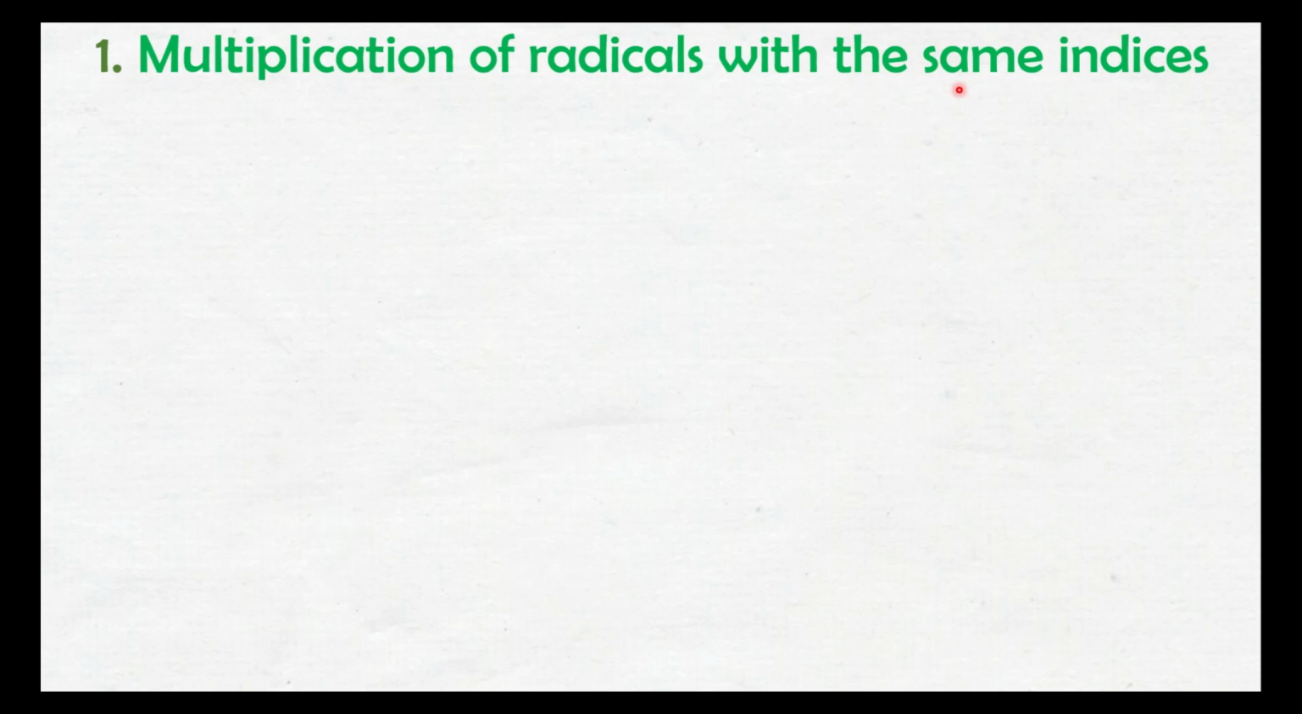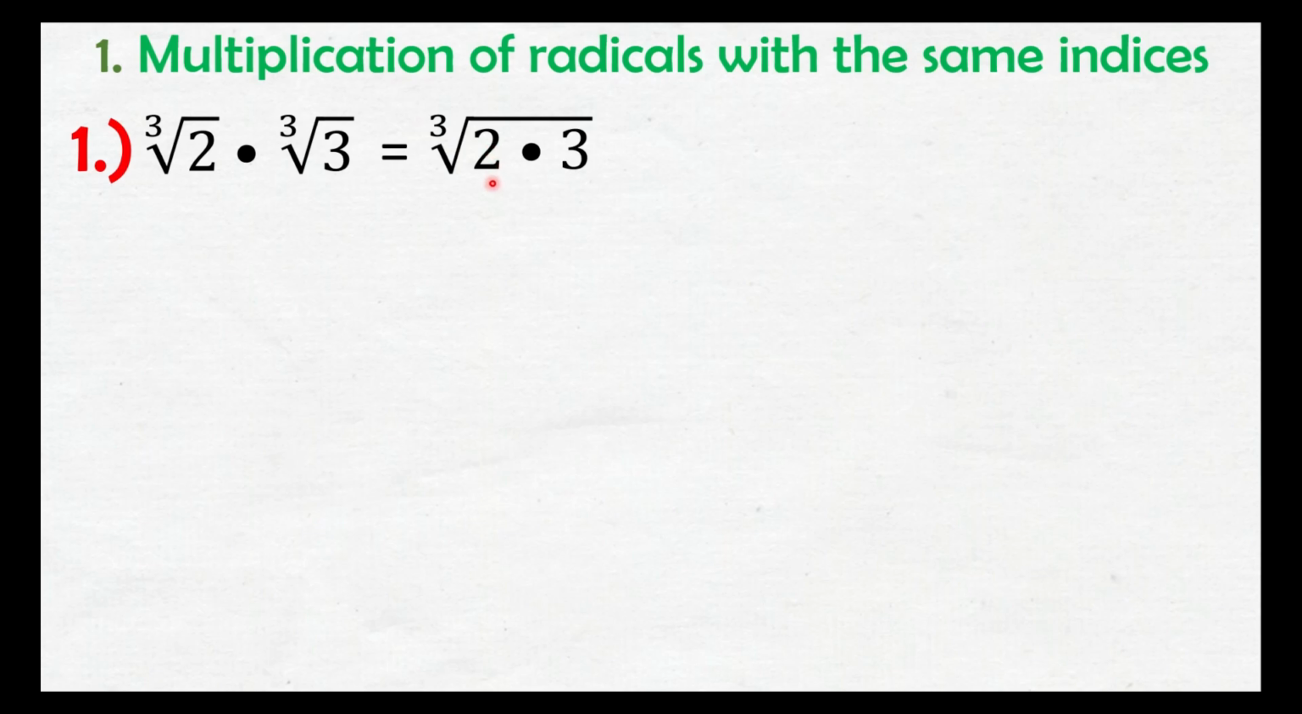So, magbigay tayo ng example. Number 1, cube root of 2 times cube root of 3. Dito sa mga given radicals na ito, magkapareho yung index. Para ma-multiply natin ito, i-apply lang natin yung second law of radicals. Since magkapareho naman yung index nila, pwede na natin pagsamahin yung dalawang radicand sa iisang radical sign. Magiging cube root of 2 times 3. And then, simplify 2 times 3, that is 6. So, yung answer natin dito ay cube root of 6.